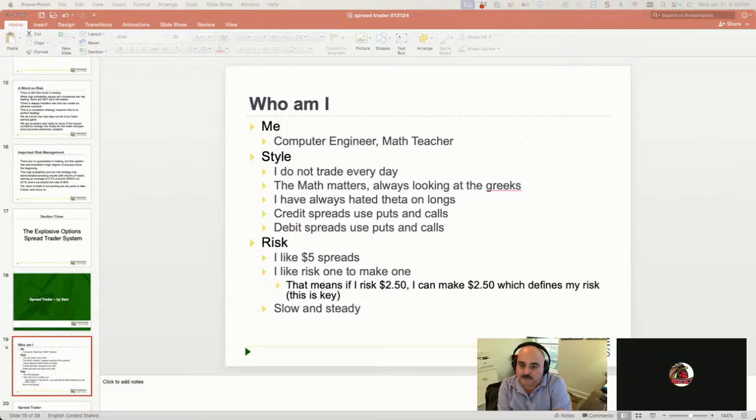So, a couple of things. I don't trade every day. I always look at the math and I'm always looking at the Greeks. And I've always hated, I guess I shouldn't use the word hated, but I've always disliked theta on longs. I always hated buying a long call and then watching it decay and not work properly. That always irritated me. So I use credit spreads and debit spreads. I like to mix them up both.